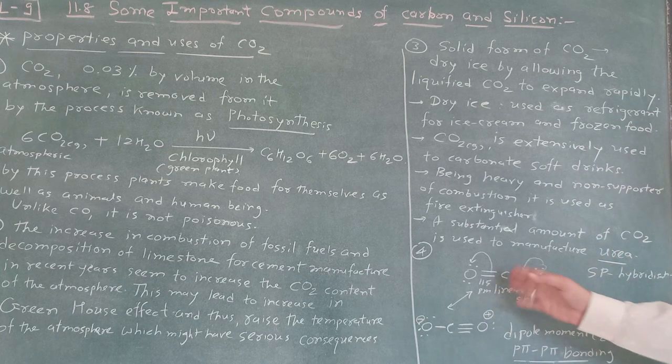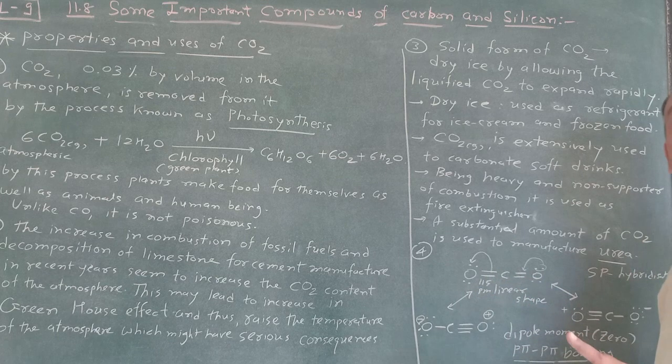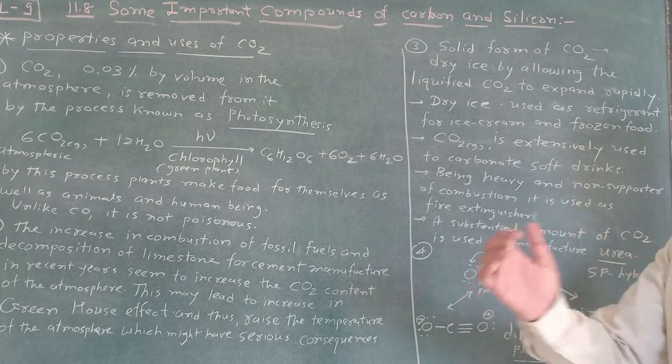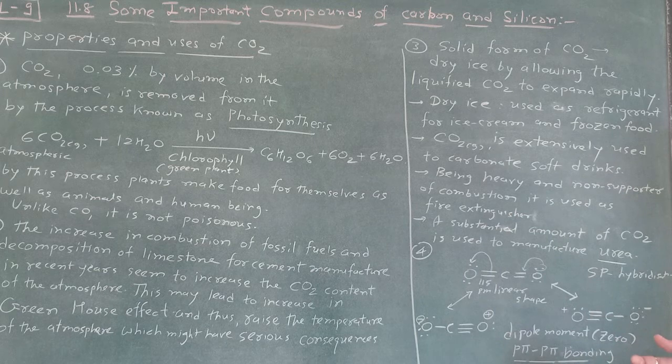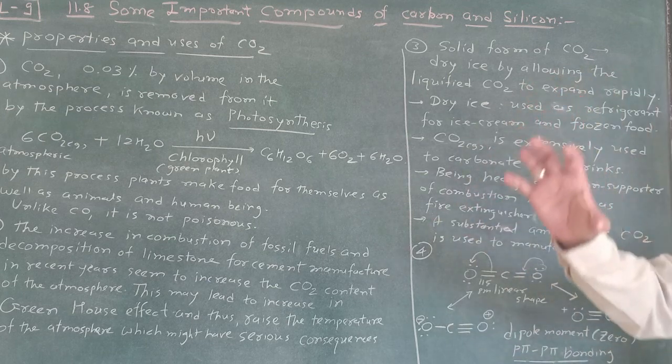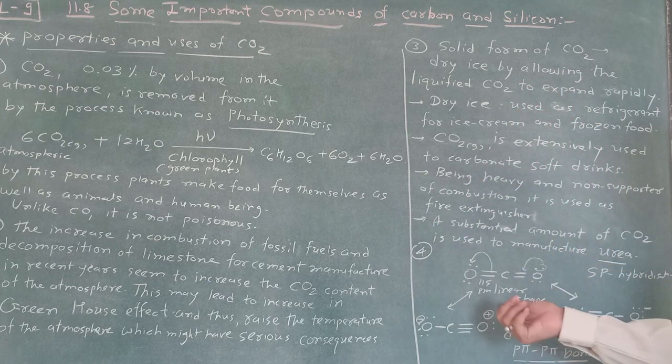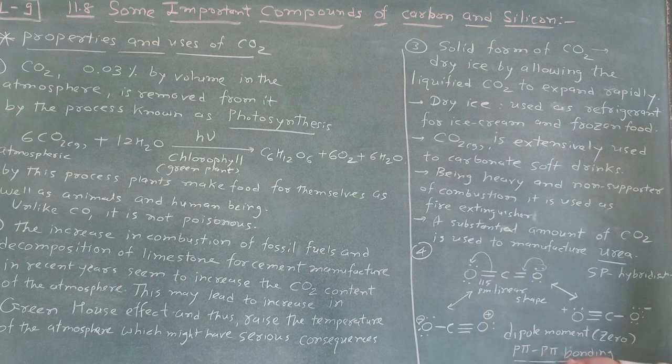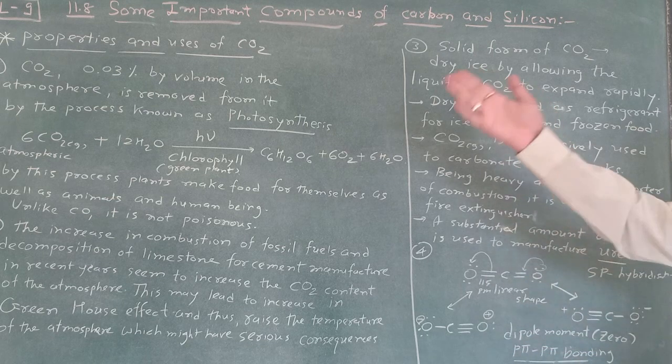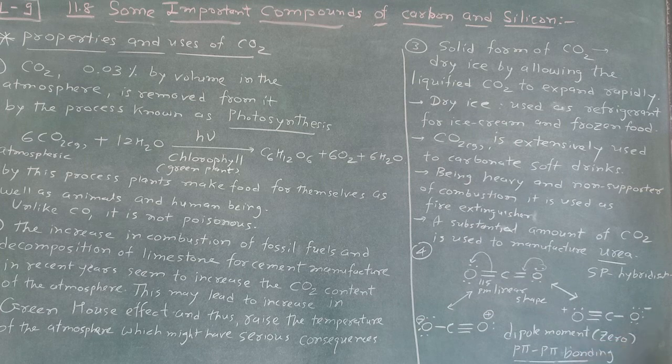If you know the electronic configuration, from that you find that in sp, one s orbital and one p orbital take part. The other two p orbitals do not take part, but above and below the plane they overlap and create pi bonds, and that's why p pi bonding formation takes place. So this is all about the properties and uses of carbon dioxide.